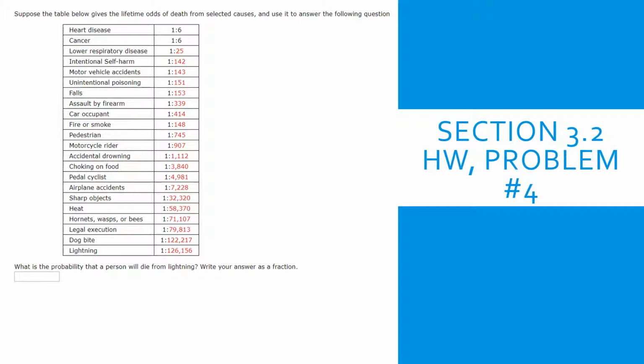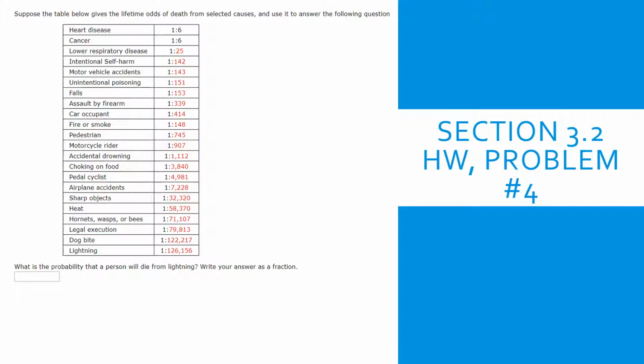It says, suppose the table below gives the lifetime odds of death from selected causes, and use it to answer the following question. So it goes all the way from heart disease, which is 1 compared to 6. So 1 out of every 6, or excuse me, 1 person will die compared to 6 people living. Alright, it goes all the way down to lightning. So you can see it's really rare to be struck by lightning. 1 compared to 126,156.